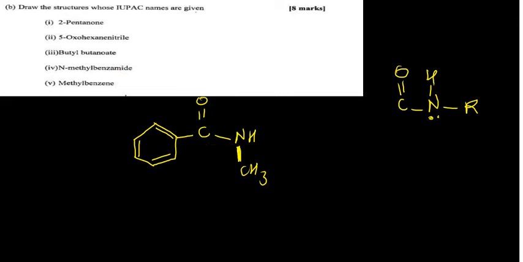Now the last one on this one, methylbenzene. So simply put a benzene that's got alternating double bonds inside. Now it should have a methyl anywhere, so we can just put a methyl at any position. So this is methylbenzene. So let's look at this one.